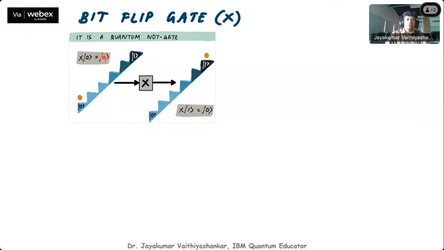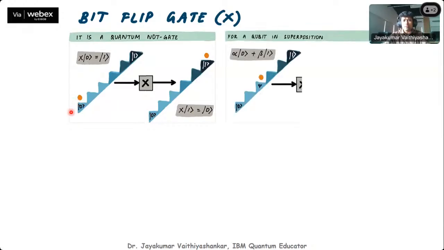So this is what happens. When you implement a NOT gate on state 0, it will move to state 1. When you apply the NOT gate to state 1, again it will move to state 0. What happens if you apply a NOT gate to a superposition? So this is for pure states. On the right side, we need to do it for a superposition state. If you apply a NOT gate operation to a superposition qubit state, it will interchange the probability values.